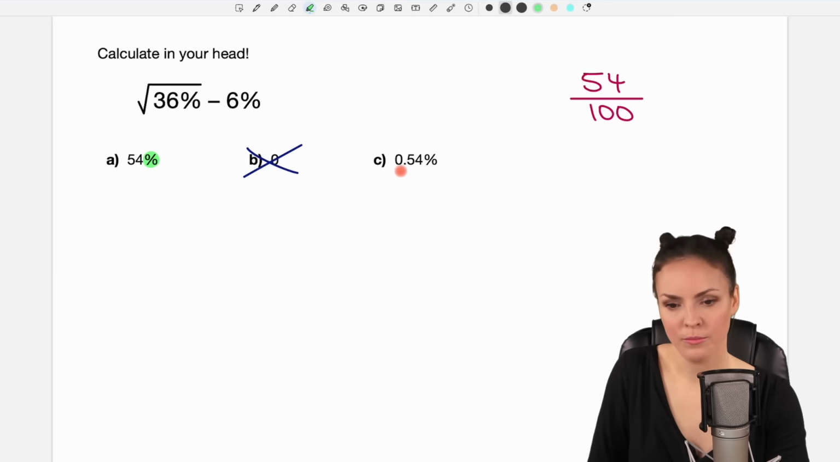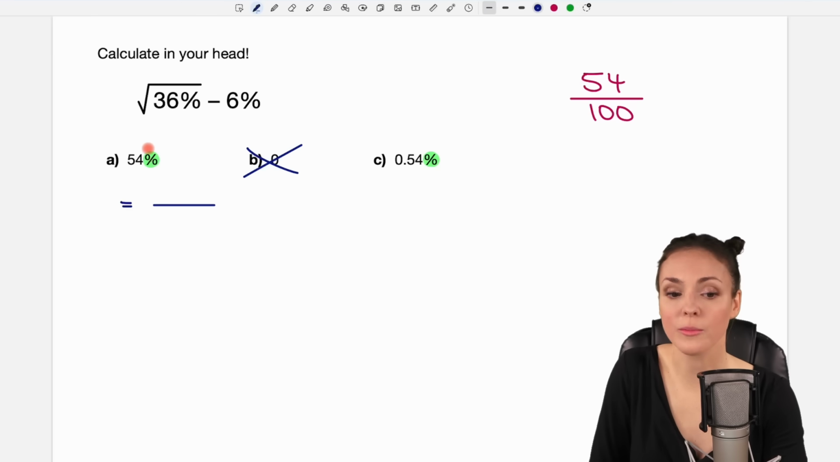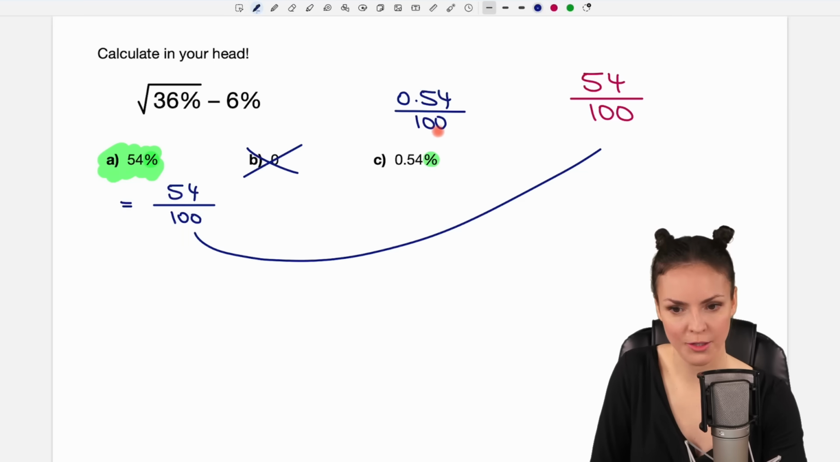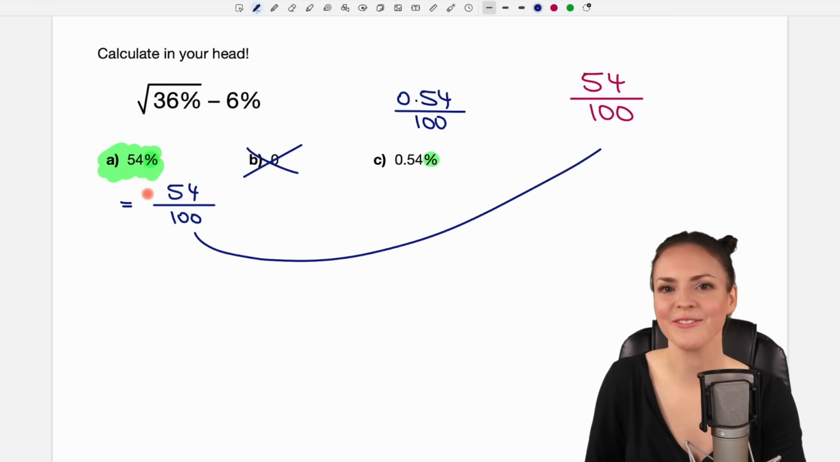54% or 0.54%. Let's write this as a fraction. So we can always write the percent as over 100. So we take the 54 over 100. Ha! That's exactly what we had. So it is answer A. It's not answer C because this would be 0.54 over 100, which is not this fraction here. So we found our answer and solved this problem.